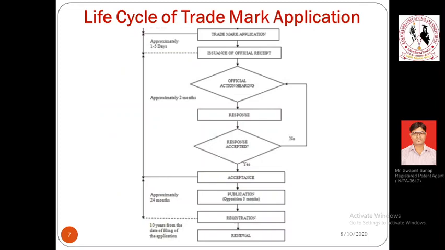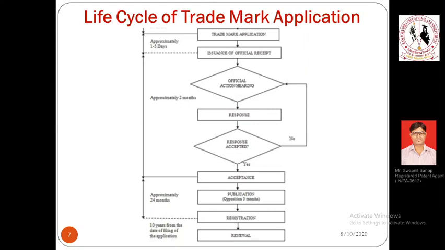Moving on, this is the life cycle of a trademark application. Similar to patent, but there are some differences here. First and most important part for a trademark application, I hope you recall what is a trademark. Trademark is a mark which represents your trade. That may be a logo, that may be a word, that may be anything which represents your business or trade. This particular application has to be filed at the trademark registry.